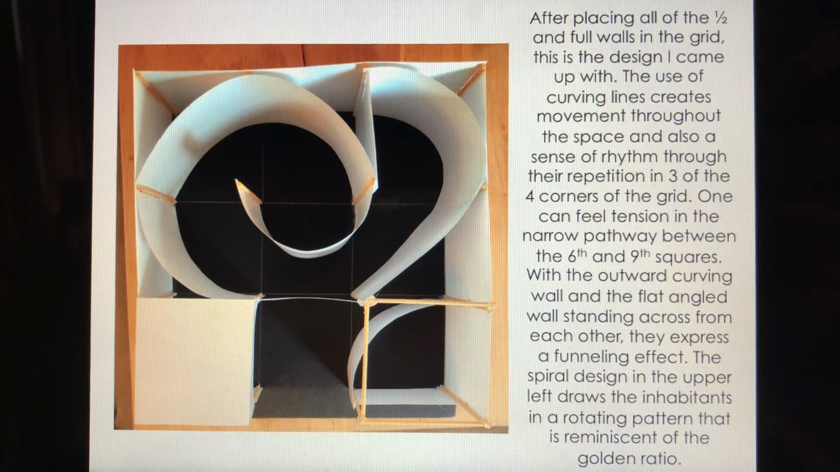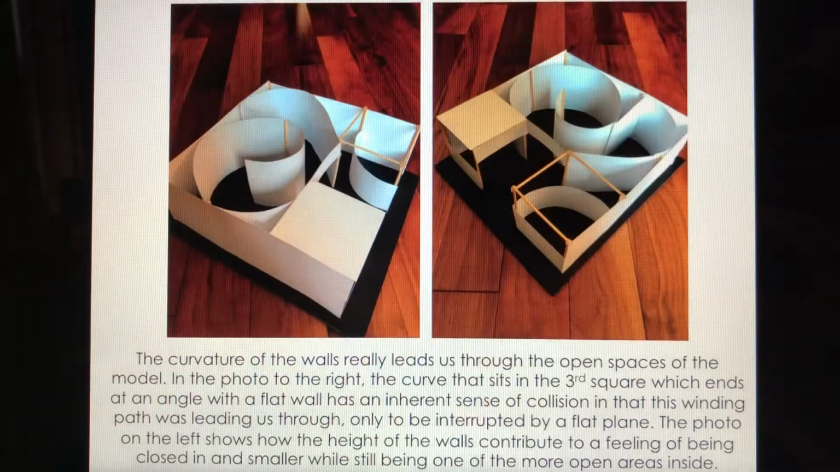One can feel tension in the narrow pathway between the 6th and 9th squares. With the outward curving wall and the flat angled wall standing across from each other, they express a funneling effect. The spiral design in the upper left draws the inhabitants in a rotating pattern that is reminiscent of the golden ratio. The curvature of the walls really leads us through the open spaces of the model.